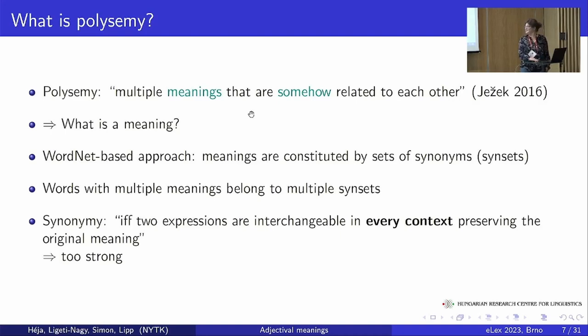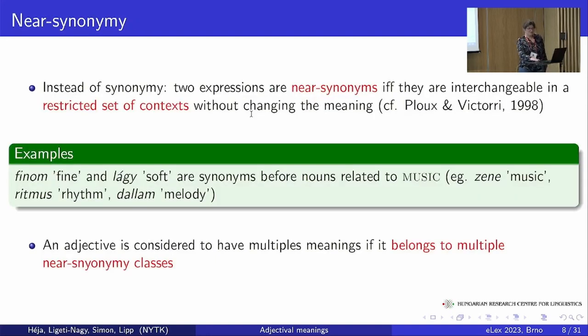But unfortunately, as probably all of you know, synonymy is a very strict notion if you want to define that distributionally. That is, if you accept the definition that two expressions are synonyms if they are interchangeable in every context, preserving the original meaning, which nearly never applies in real life situations. So that's why we introduced the relaxed version of synonymy, which we called near synonymy, and we said that two expressions are near synonyms if they are interchangeable in a restricted set of contexts. So instead of every context, we confined ourselves to a restricted set of contexts.